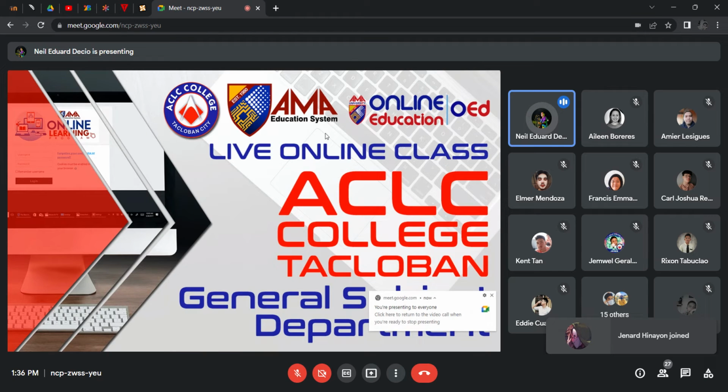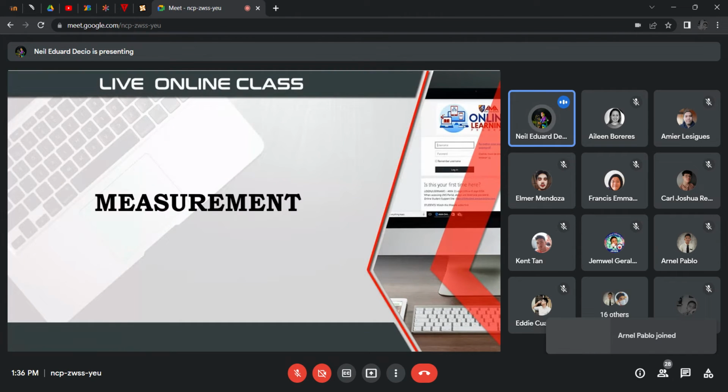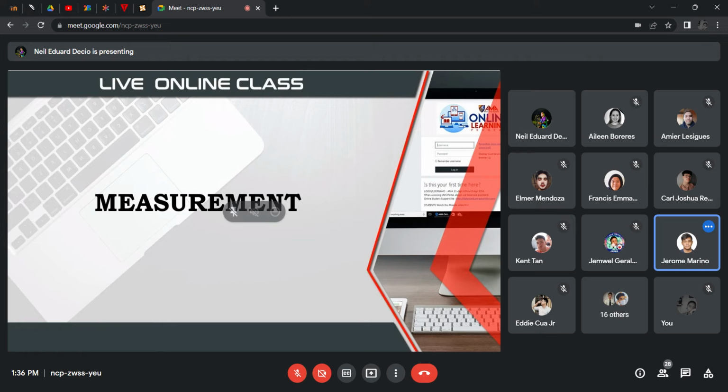We are now on measurement. Okay. Anyone from the class, do you have any idea of what measurement is? What is a measurement? Ano, size-an, yung size, hand. Object na yung pinimeasure.